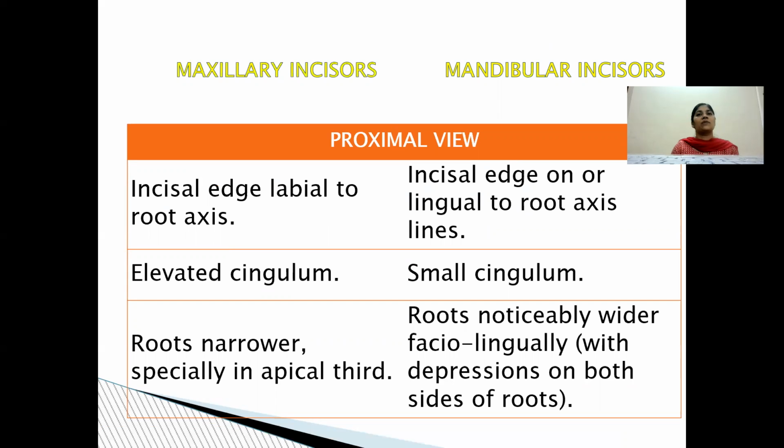The next is the proximal view, that is the mesial and the distal aspect of each tooth. In the maxillary incisor, the incisal edge is labial to the root axis, but in the mandibular, the incisal edge is lingual to the root axis. There is an elevated cingulum in the maxillary incisor, but the mandibular incisor shows a very small cingulum. Roots are narrower in the maxillary incisor, especially in the apical third, but in the mandibular incisor, the roots are noticeably wider facio-lingually, with depressions on both sides of the roots.